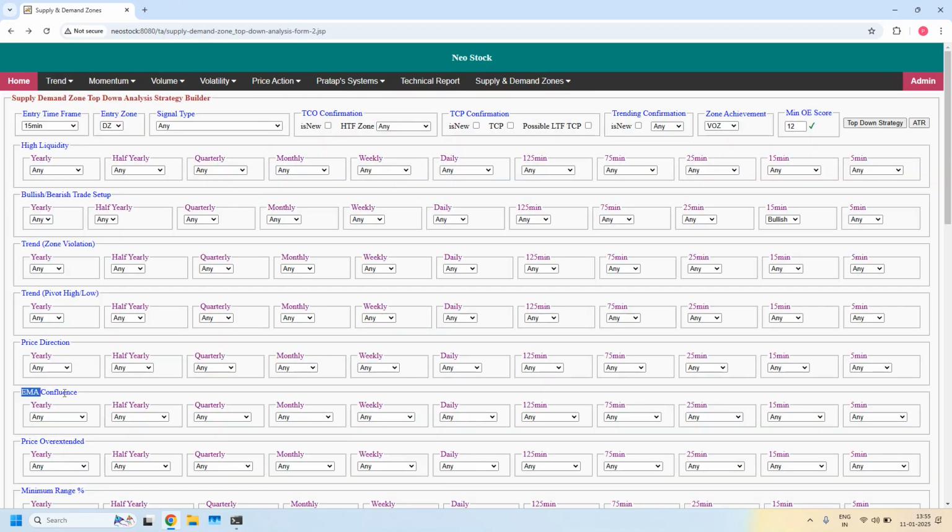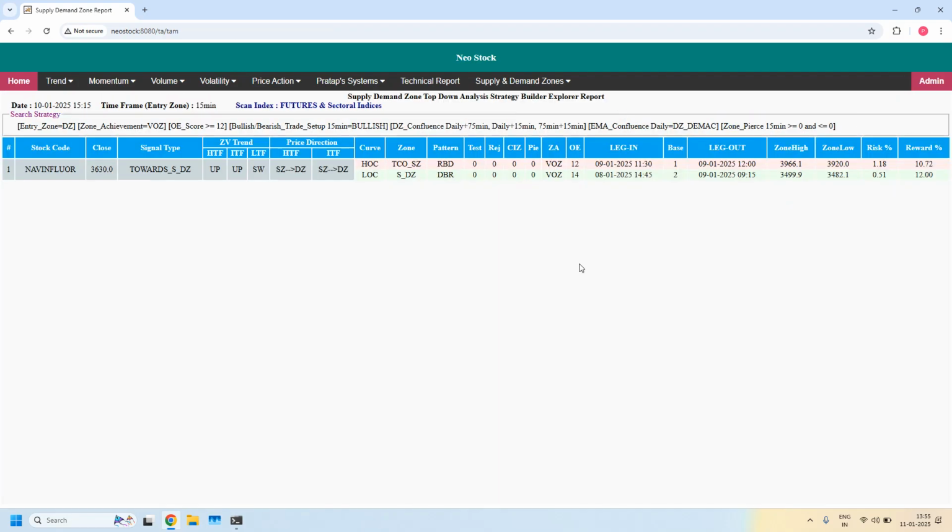In the EMA confluence at a daily time frame, because the 15 minutes entry time frame together with the 75 minutes zone is part of the daily zone, I am setting the filter daily demand zone having daily EMA confluence. With this filter, we got 1 stock. So this daily demand zone is an even more high probability trade setup supported demand zone. So this is about bullish trade setup for daily income trade.